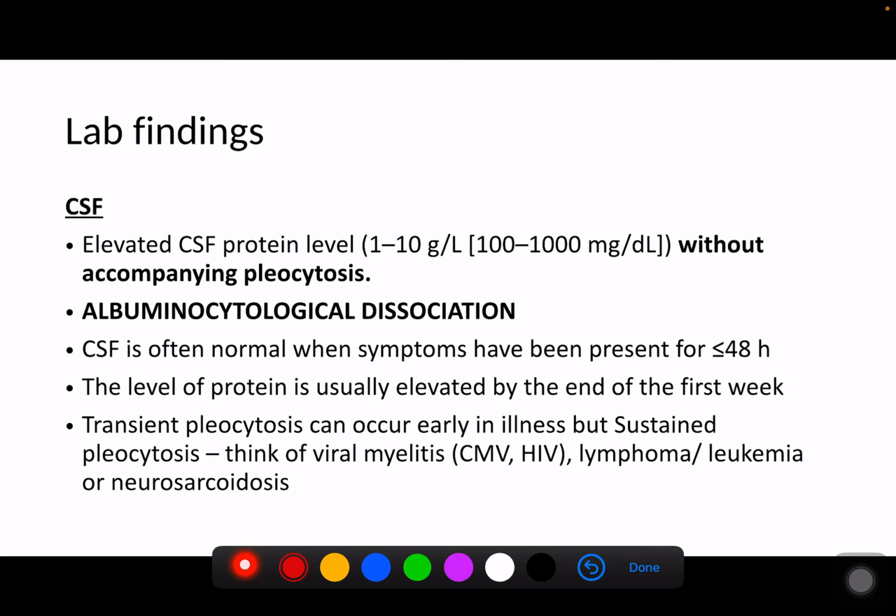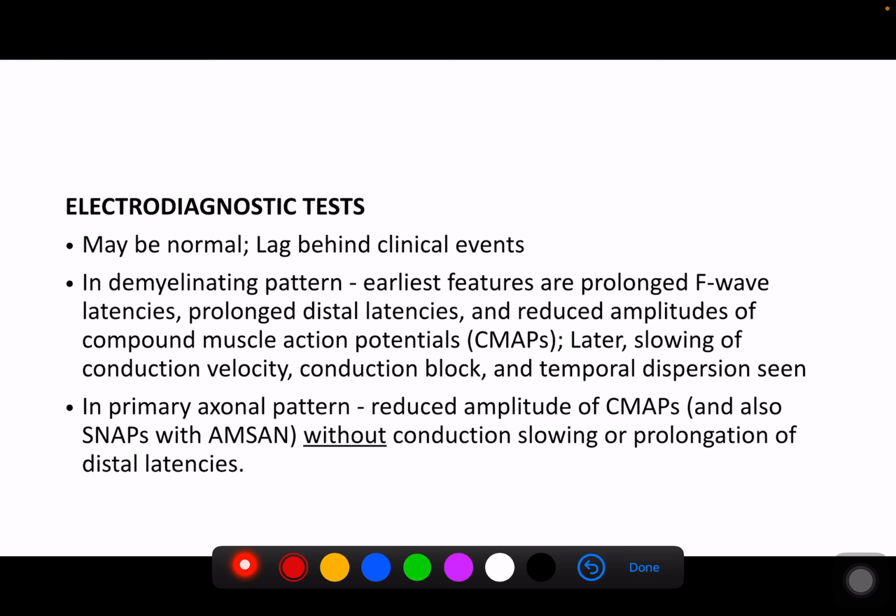Albuminocytologic dissociation: what does that mean? There is a greater amount of protein but a normal amount of WBC, not less. CSF is more often normal when symptoms have been present for less than 48 hours; the level of protein is usually elevated by the end of the first week. So, elevated CSF protein level without accompanying pleocytosis. Now, electrodiagnostic test.